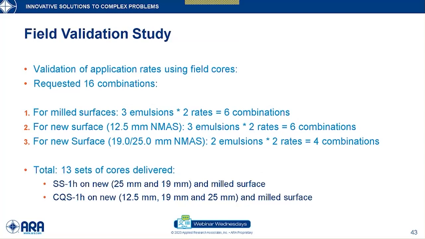I tried to validate my findings from the lab with a small field validation study. Six combinations of cores were requested from the mill surface, 6 combinations from the new surface, and another 4 combinations from a coarser, finer new surface. We got 13 sets of cores. In the field study, cores were delivered with 2 emulsions: SS-1H, a slow setting emulsion, and a quick setting emulsion. These two emulsions were used at active paving projects. At that time the study was done in Wisconsin, so we got only these 2 emulsions that the cores were delivered with.